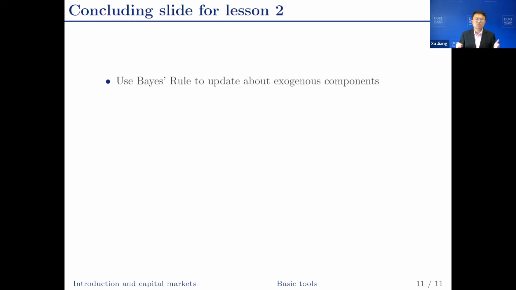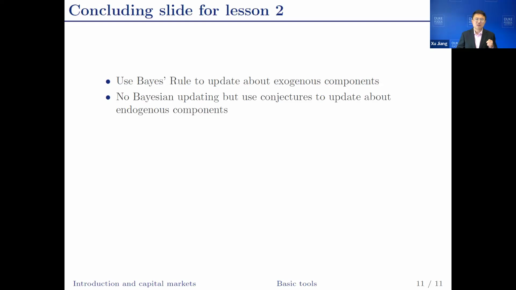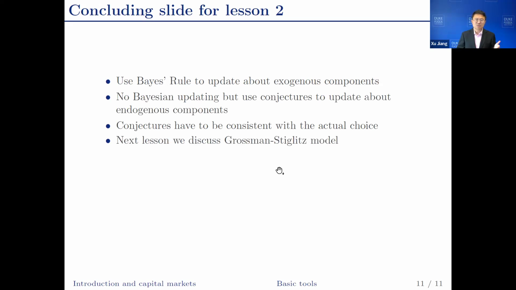The takeaway for lesson 2 is that for exogenous components, the math tool is Bayes' rule. Use Bayes' rule to update. For endogenous components, there's no Bayesian updating. You have to conjecture the endogenous components. And in equilibrium, the conjecture is not arbitrary. They have to be consistent with the actual choice. But when you're making the actual choice, you have to take the conjectures as given. So that's all about lesson 2.